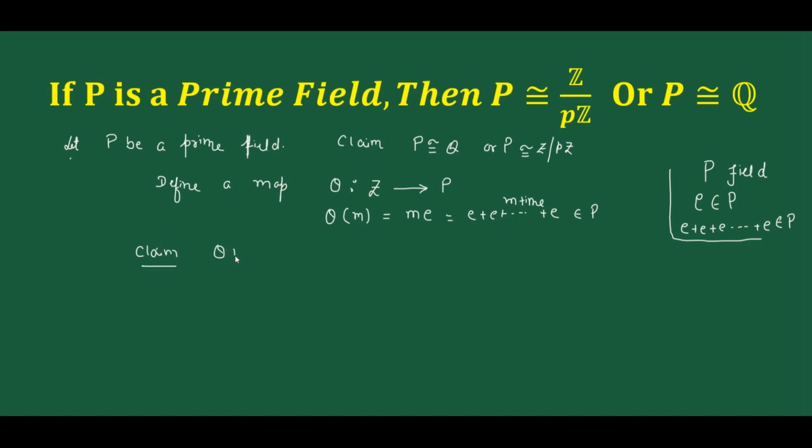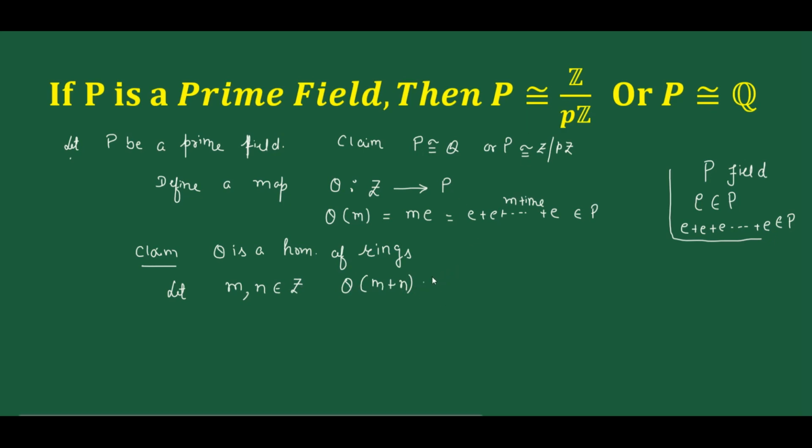This map theta is a homomorphism of rings. To prove that this is a homomorphism of rings, we have to show that theta preserves addition and theta preserves multiplication. So for this, choose two elements m and n from the integers. We have to show that theta preserves the addition.